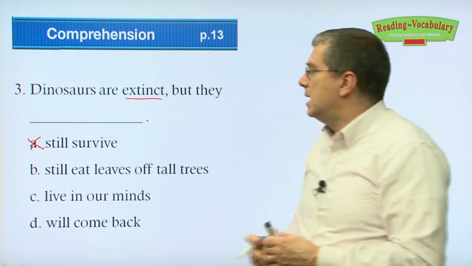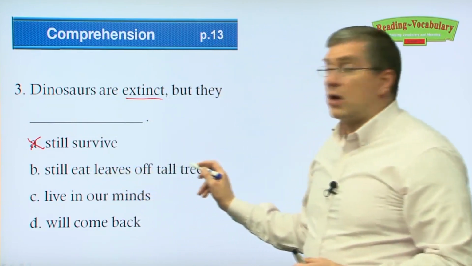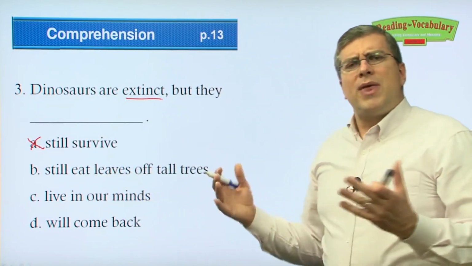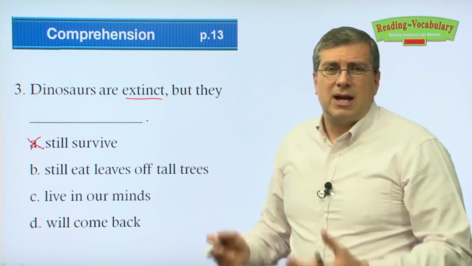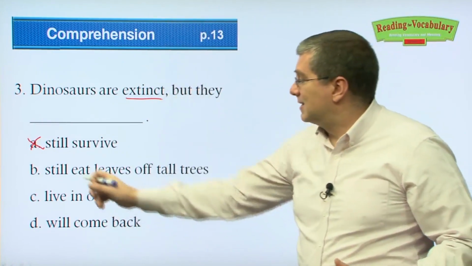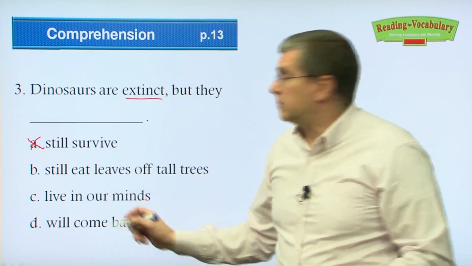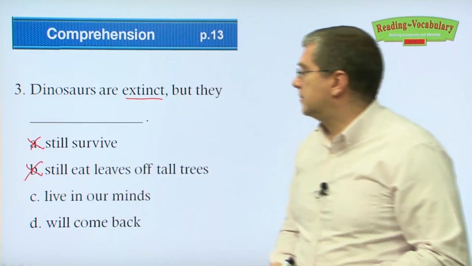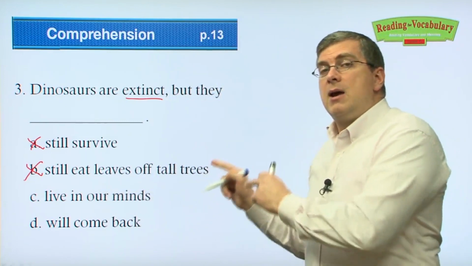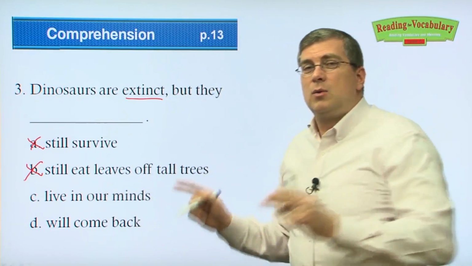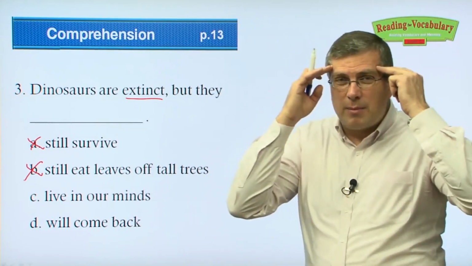Doesn't make sense. B, dinosaurs are extinct, but they still eat leaves off tall trees. Well, that also doesn't make sense, because they're extinct. If they're gone, how can they still eat leaves off trees? They're dead. They're not around. So that doesn't make sense either. C, but they live in our minds. Okay. We saw that in the passage, right? We saw that even though dinosaurs are extinct, we can still think about them, right?